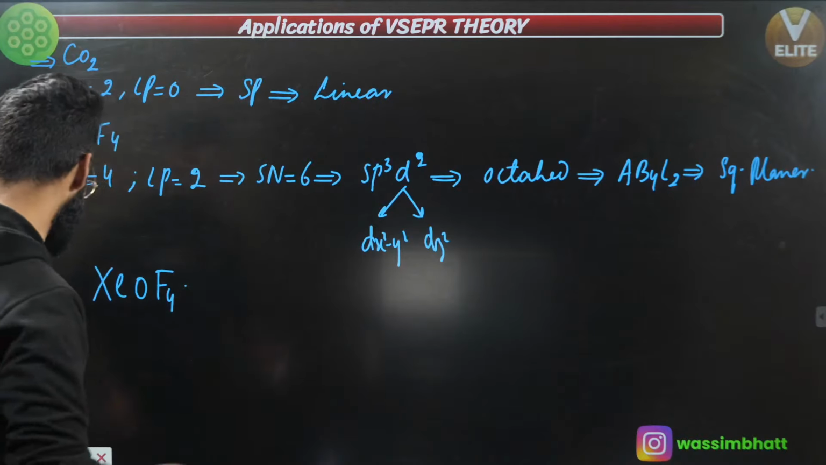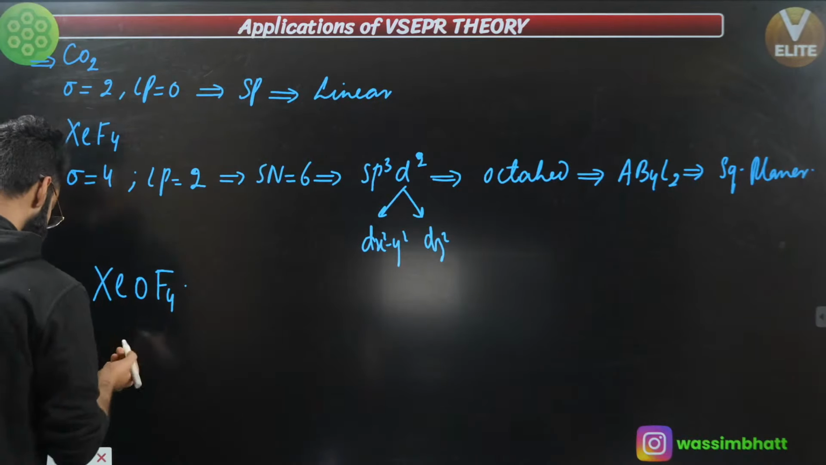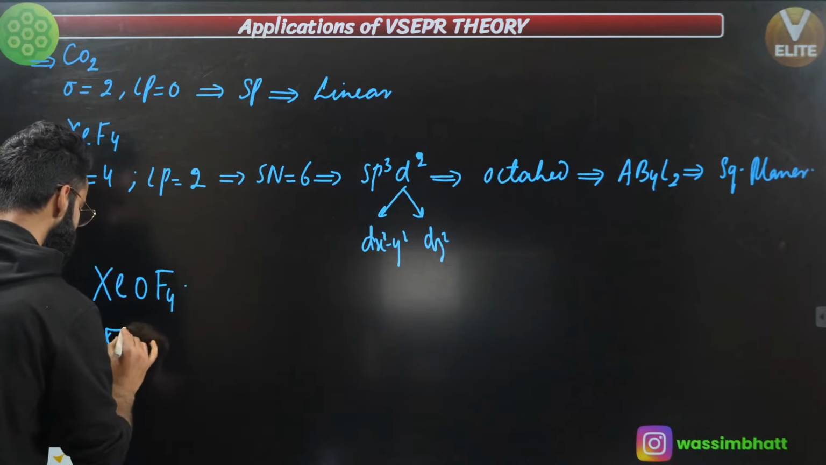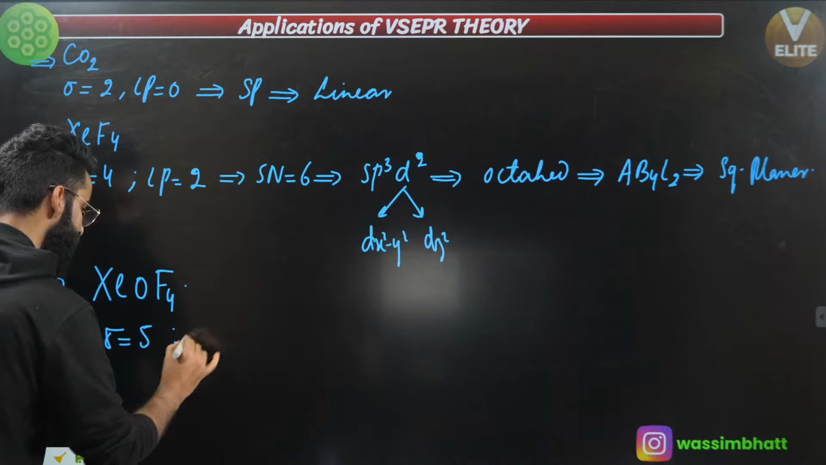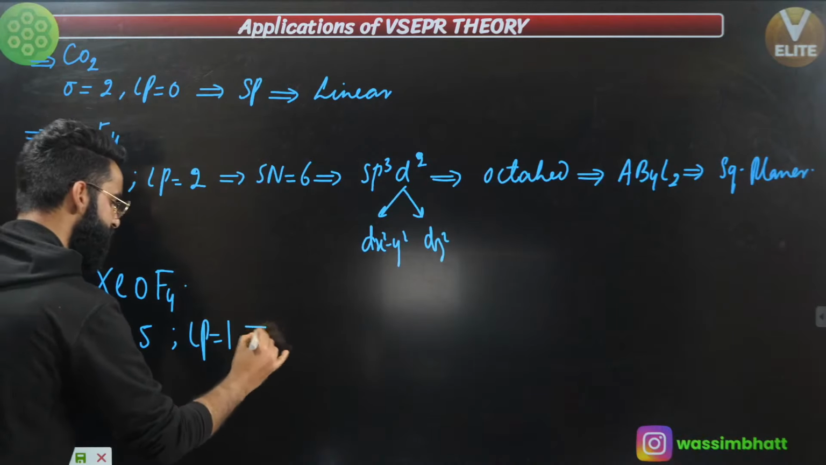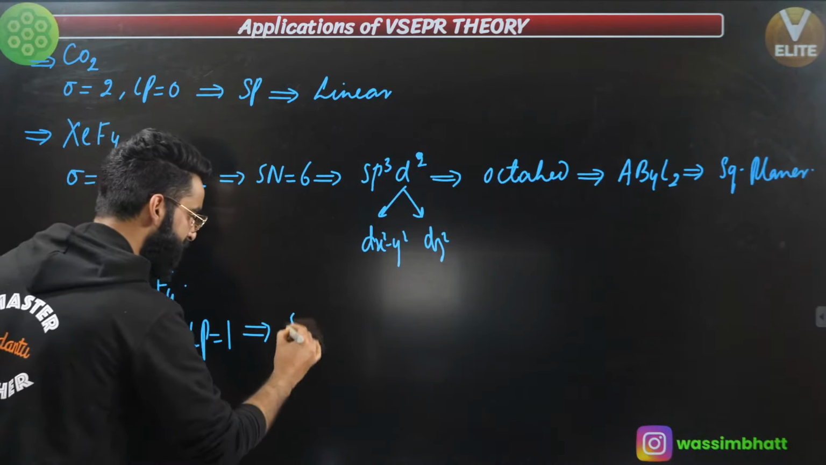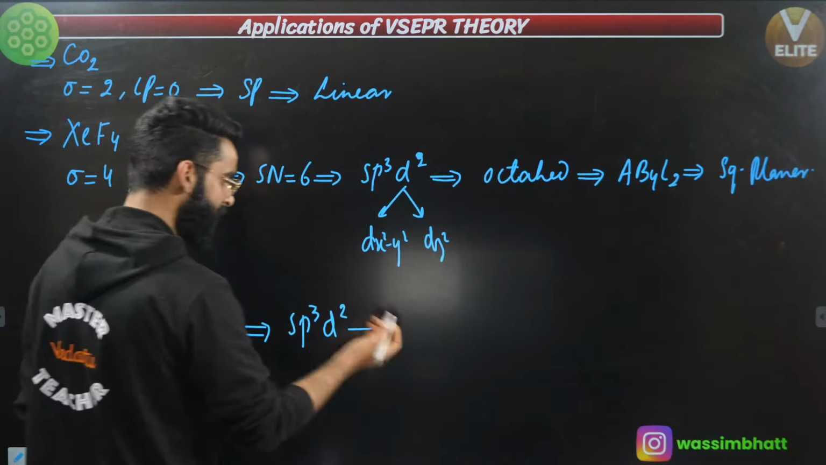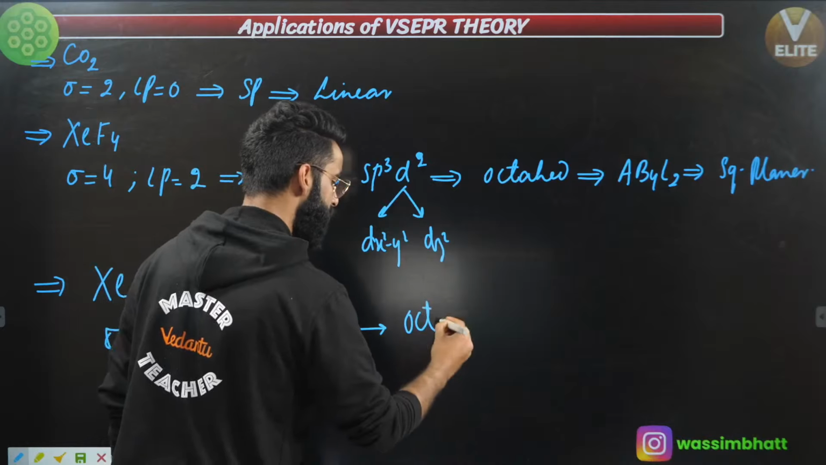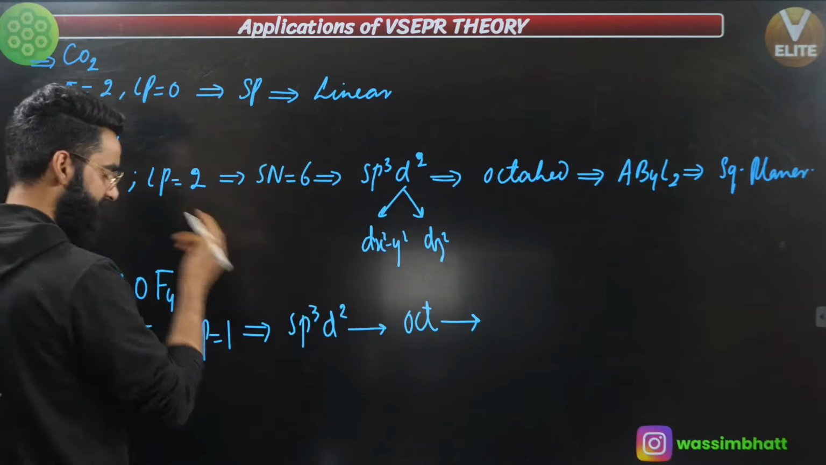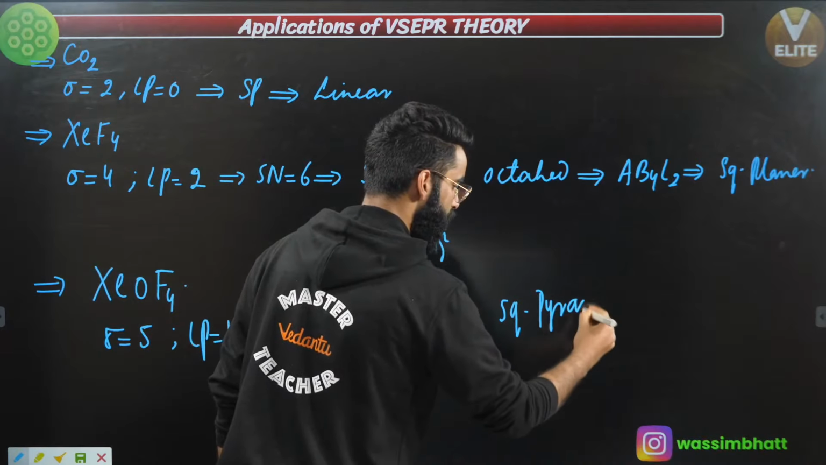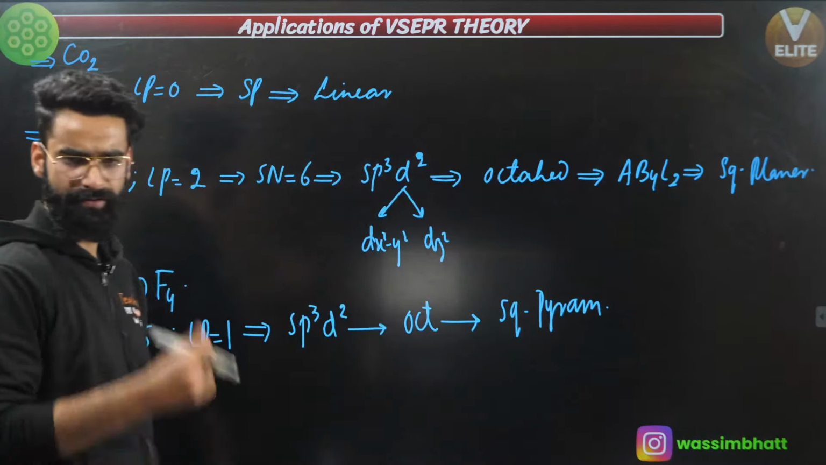Let me write it over here. So first of all, what do I need to check? I need to check the sigma bonds, right? So how many sigma bonds? 5. How many lone pairs? 1. Steric number 5 plus 1, 6. That means sp3d2. Sp3d2 means geometry is octahedral, right? What is the shape? Shape is going to be square pyramidal. I'm sure this is clear now.